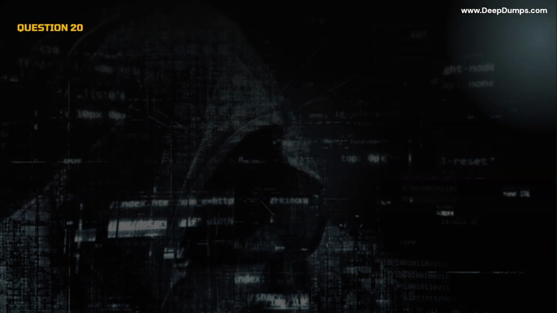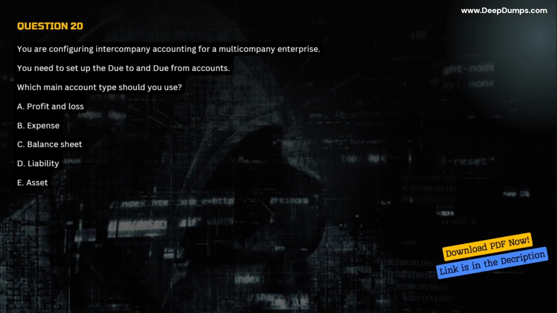Question 20. You are configuring intercompany accounting for a multi-company enterprise. You need to set up the due to and due from accounts. Which main account type should you use? A. Profit and loss. B. Expense. C. Balance sheet.